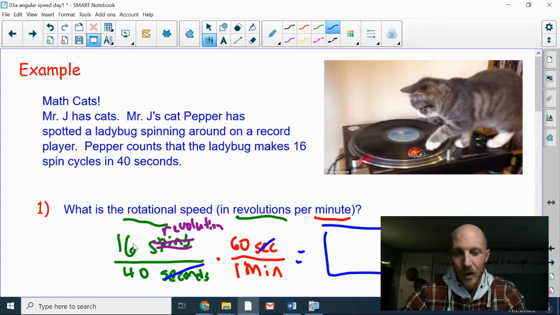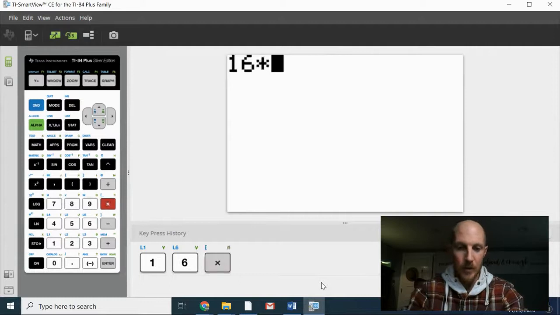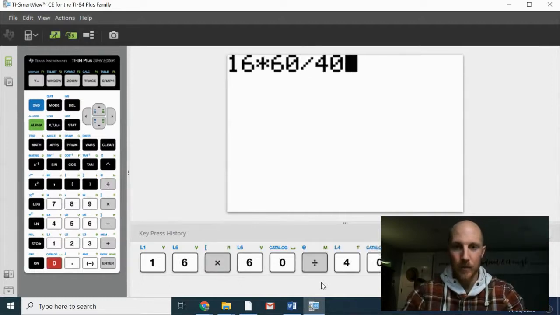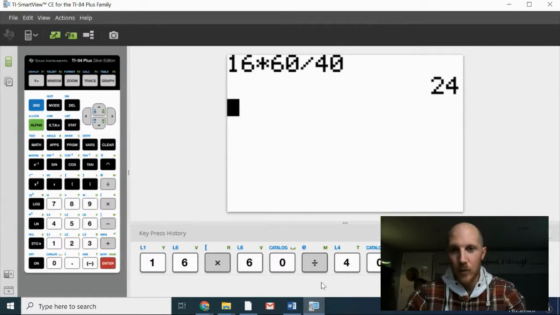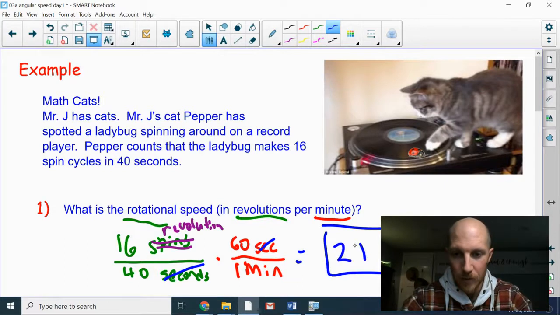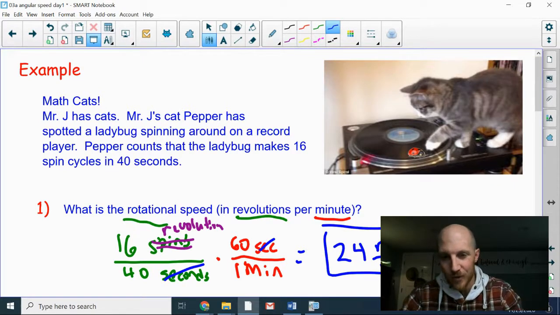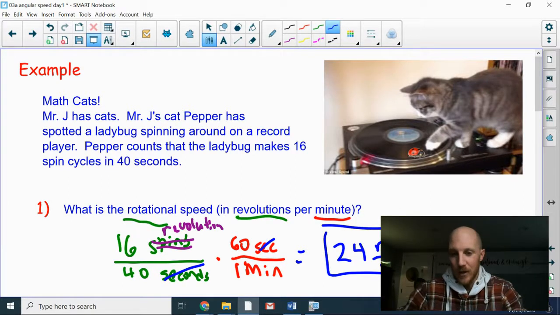So I'll need to do 16 multiplied by 60 and divided by 40. I'm sorry, I said that in the wrong order. 16 times 60 and divide by 40. I can do that all at once on this calculator. Equals 24 revolutions per minute. I want to put the 24 up as part of that numerator, 24 revolutions on the top over 1 minute. I could totally do that. That's fine. I can leave just the units as a fraction, revolutions per minute.